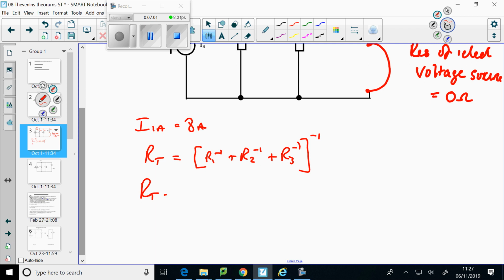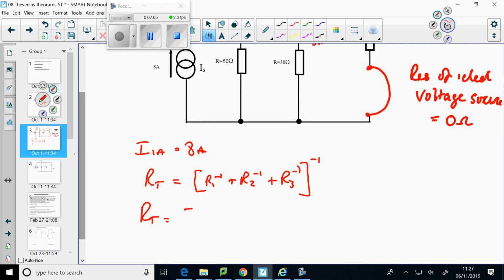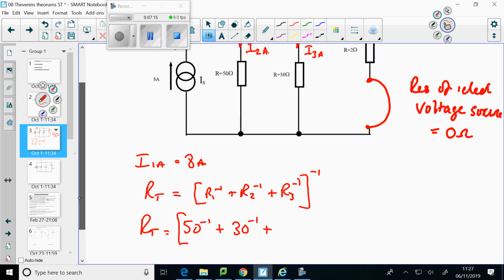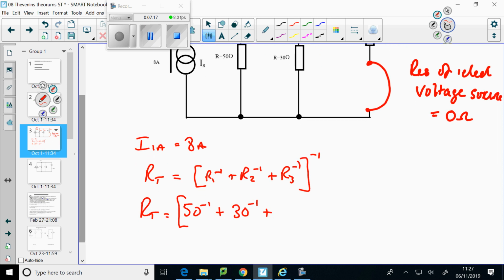So RT is 50 to the minus 1 plus 2 to the minus 1, all to the minus 1.